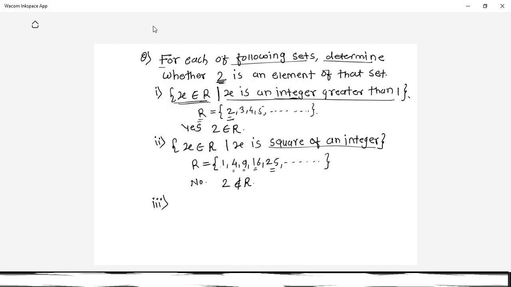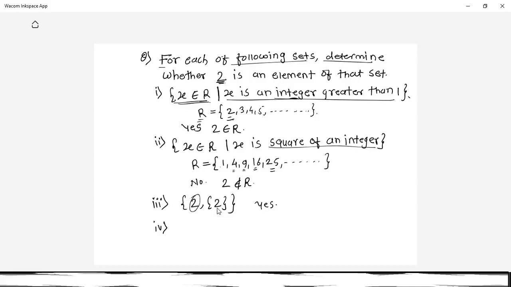The third set, suppose I write a set like {2, {2}}. If you look at this set, it contains 2 elements. The first one is 2, and the second element of this set is the set which contains the element 2. So this set contains the element 2. Hence the answer is yes.